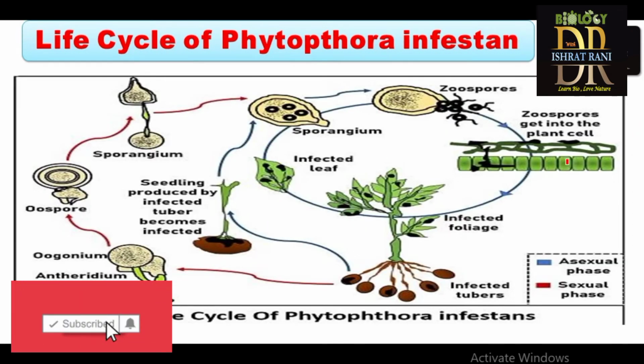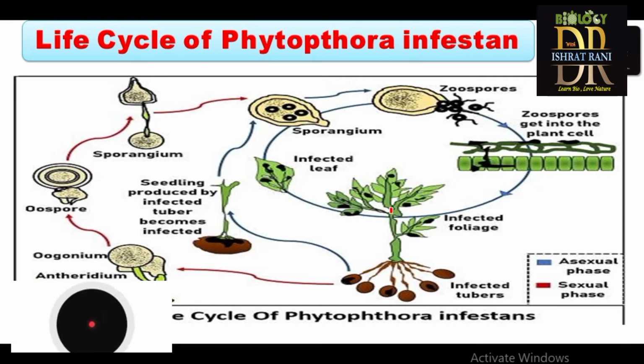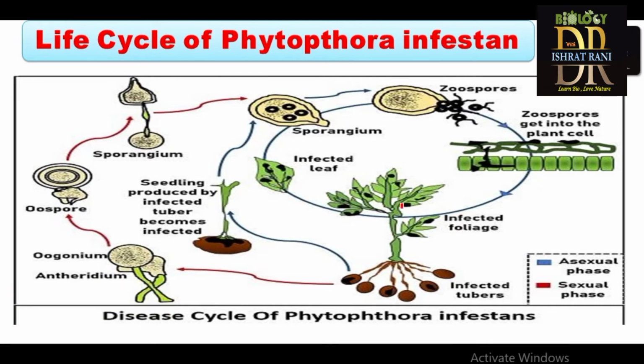You can see that it is infected foliage of potato crop. Then from this infected foliage, the hyphae will reach the stem tubers. As you know, the potato is a stem tuber. Then the infected tubers or infected leaves have sporangium, and that sporangium will form zoospores. These zoospores will enter the leaves by means of stomata or any opening in the cells. This is the asexual life cycle.